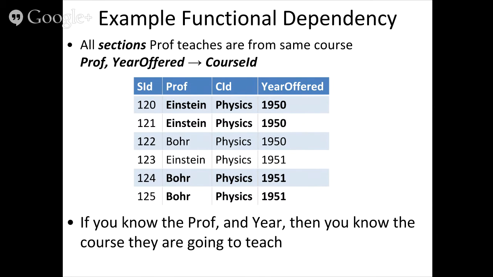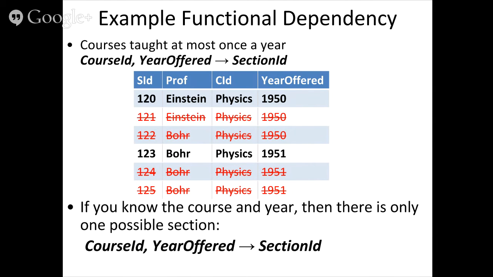If you set those to be a compound key, notice that you would solve this issue, right? You would solve this issue because this data would never have been allowed to be inserted in the first place. The combination of professor and year offered is a key, so you would not be allowed to insert course 121, section 121 and section 122. Now there's a way to enforce this, what we call a full dependency.